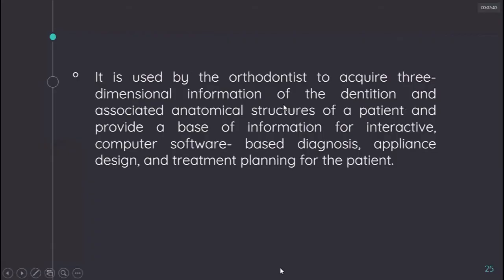It is used by orthodontists to acquire 3-dimensional information of the dentition and associated anatomical structures of the patient, and provide a base of information for interactive computer software based on diagnosis, appliance design, and treatment planning of the patient.